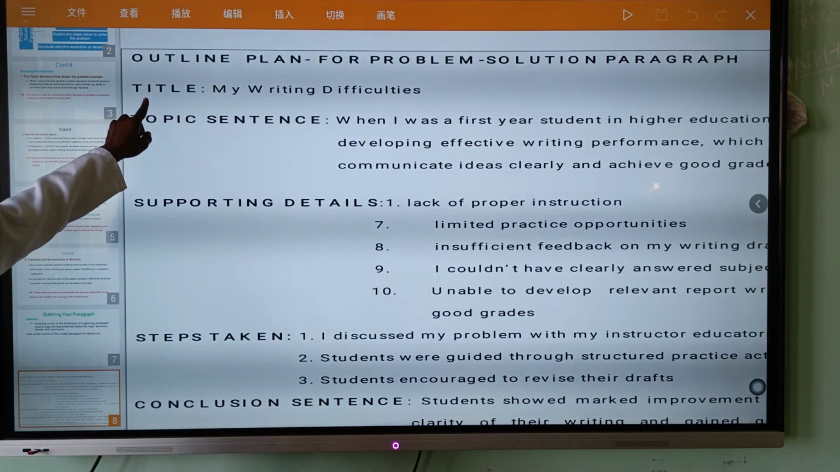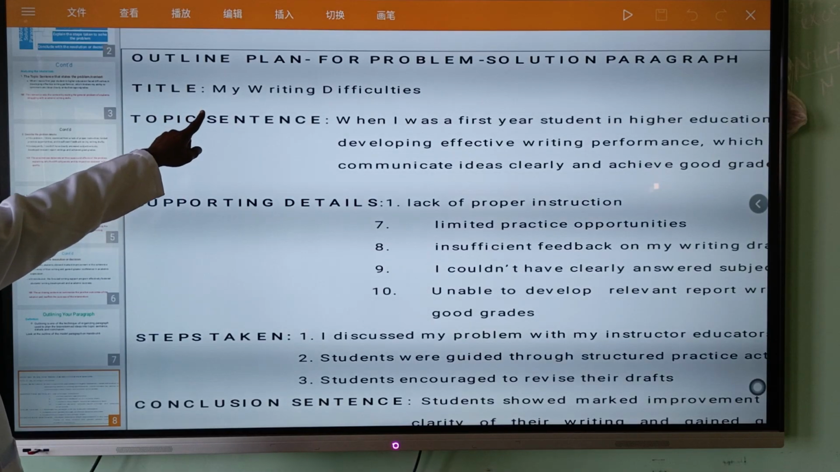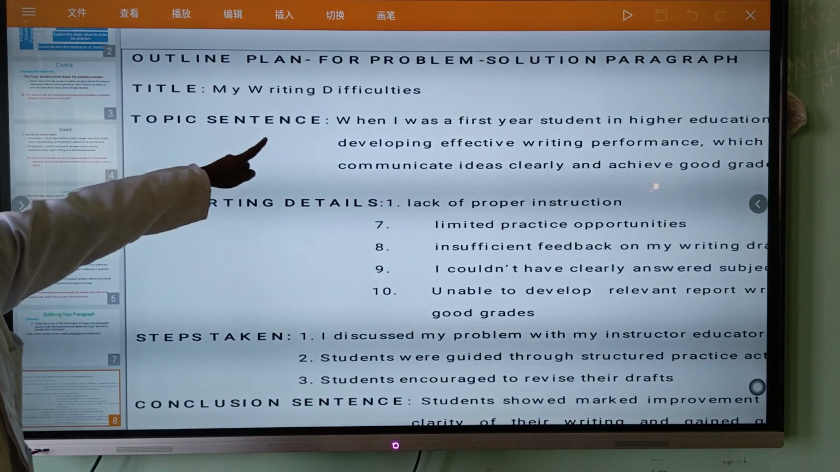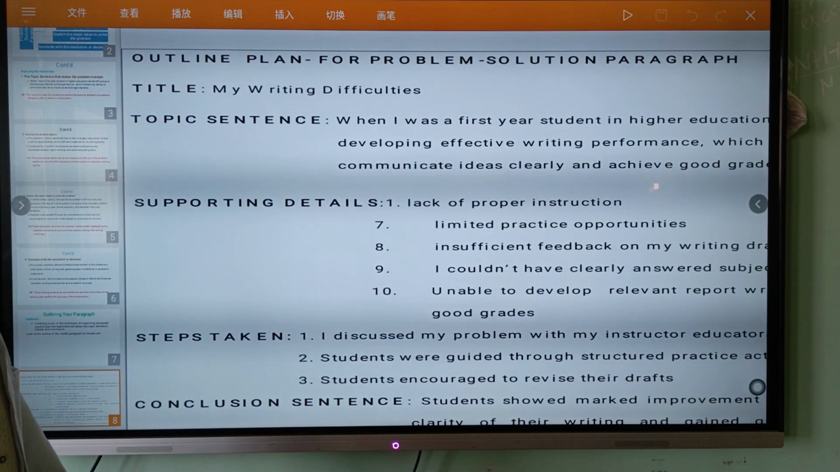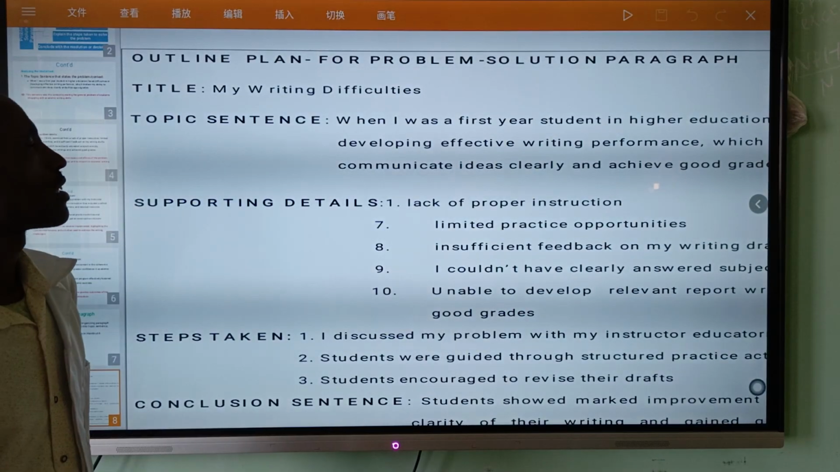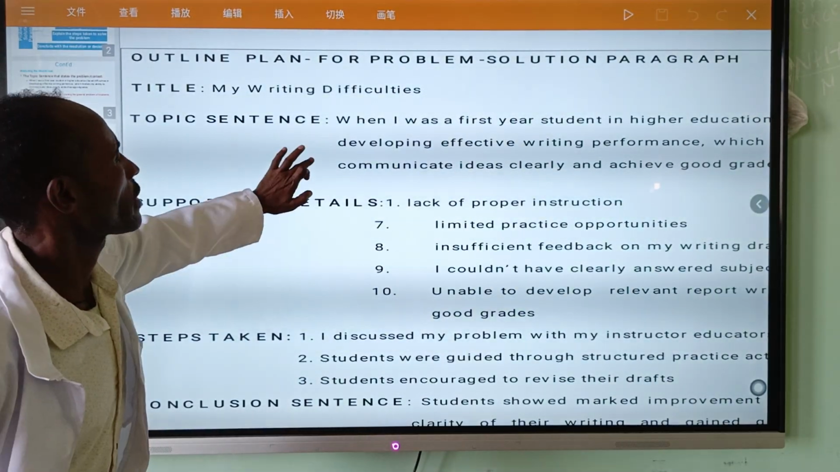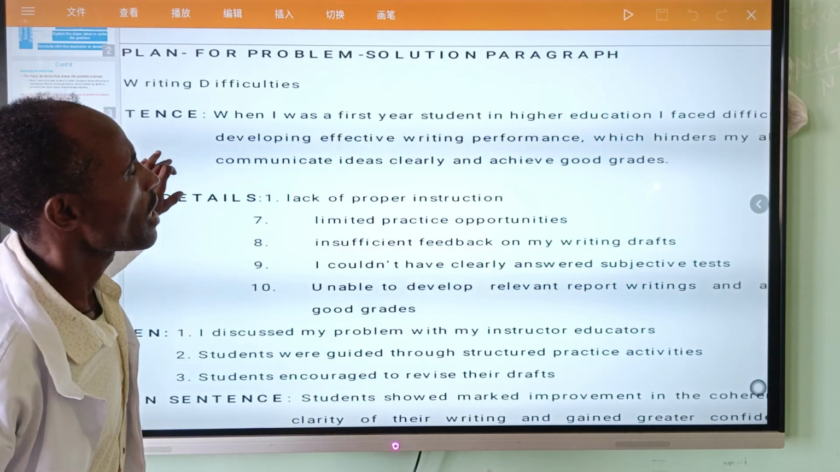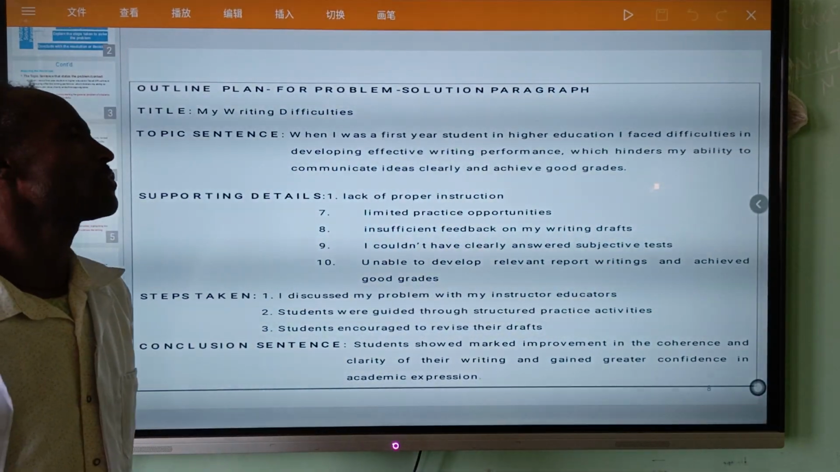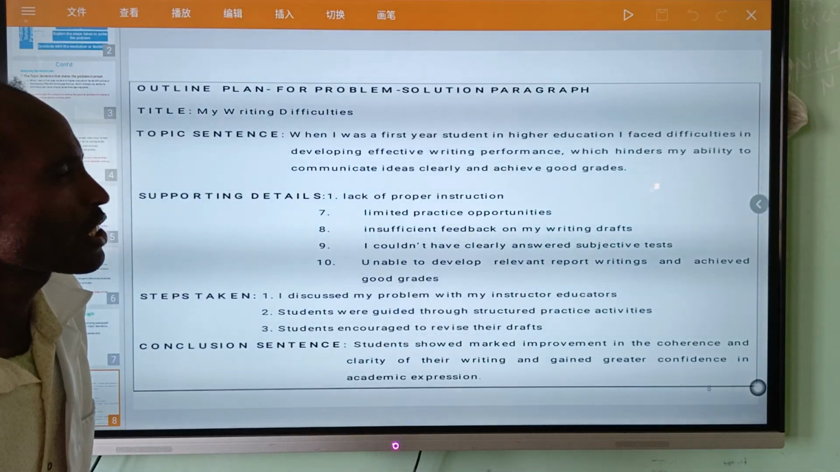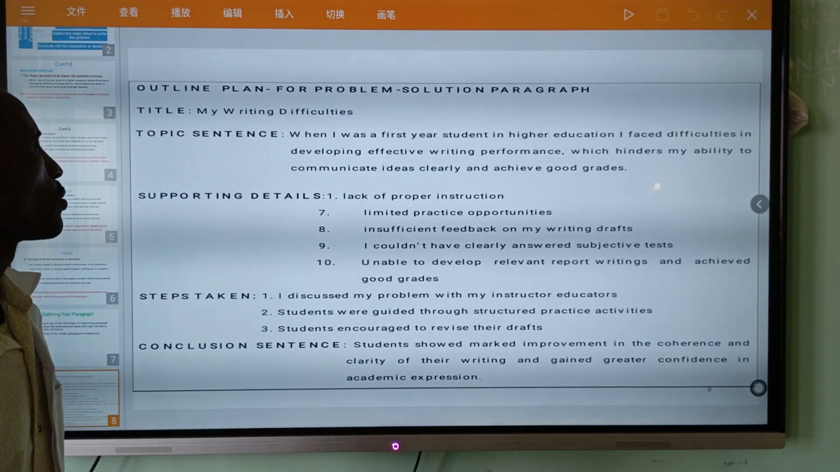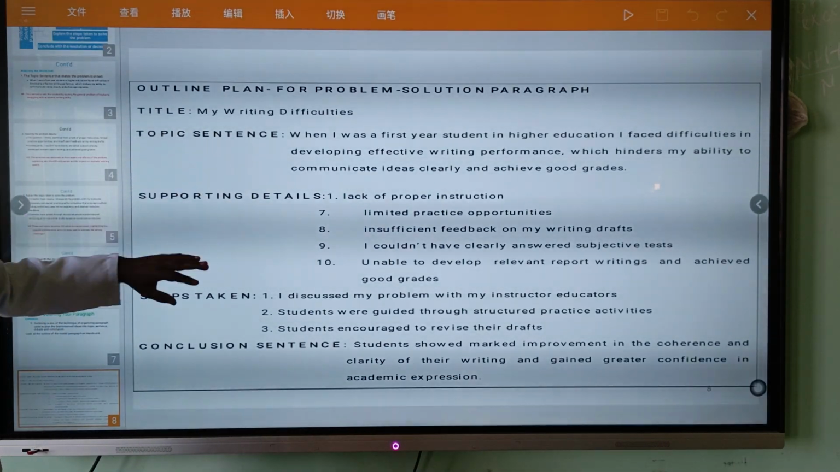The title of the model text, as you have seen, is My Writing Difficulties. The topic sentence is: when I was a first year student in higher education, I faced difficulties in developing effective writing performance, which hinder my ability to communicate ideas clearly and achieve good grades. This is the topic sentence.